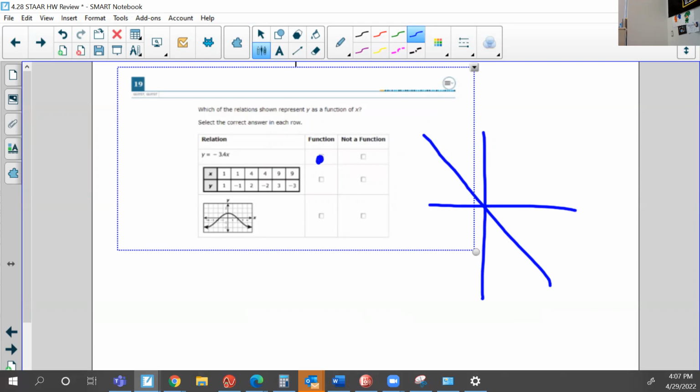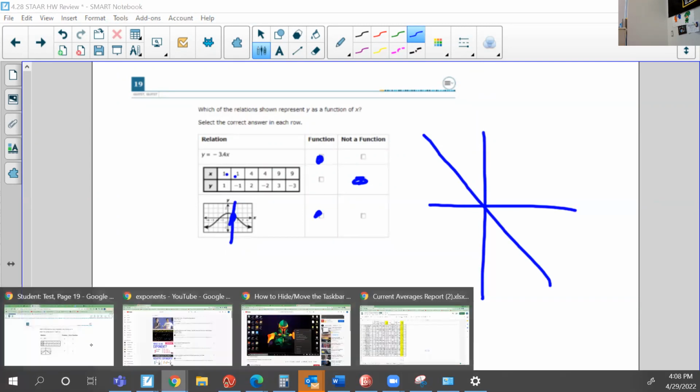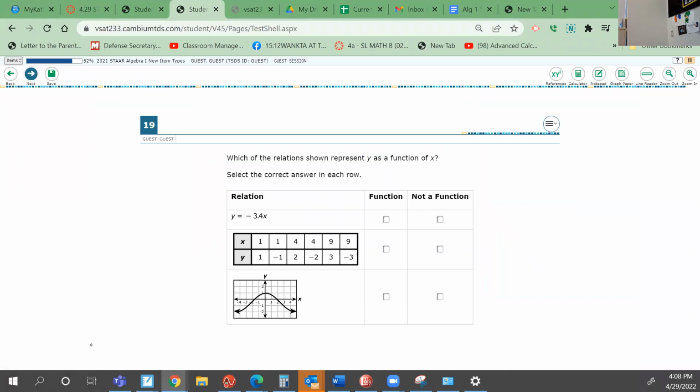Now the second one, notice now the x value repeats itself. So that's not a function. And then this one, if I draw the vertical line test, yes, it only crosses the graph once, so that's a function. All right. So we go back here. Now we have, this is a function, not a function, this is a function. All right, so that's number 19.